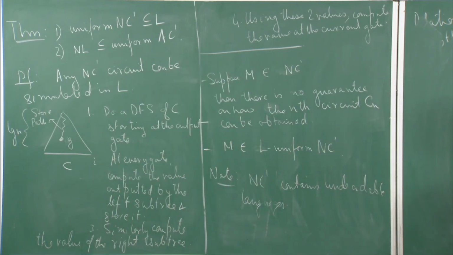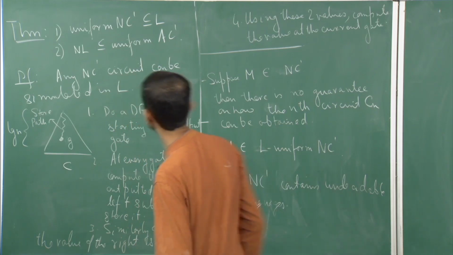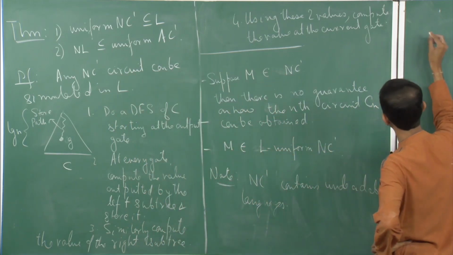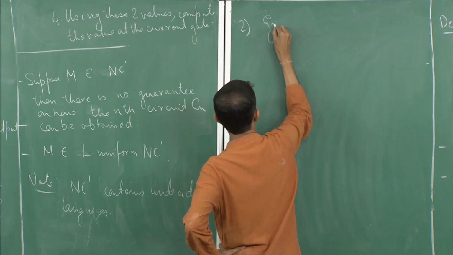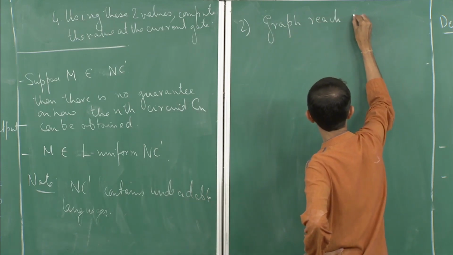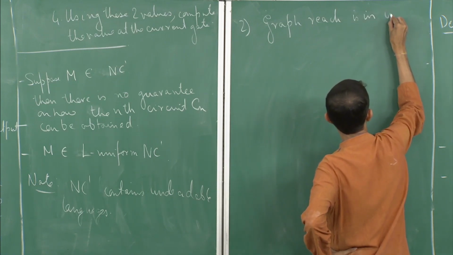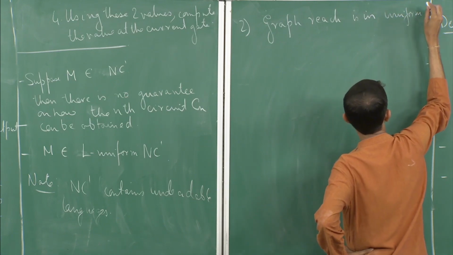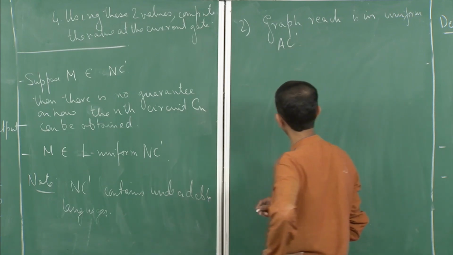So we have to argue that for every problem in NL, there is an AC1 circuit. Here we will use the fact that NL has a complete problem, and what we will show is that graph reachability is in uniform AC1.